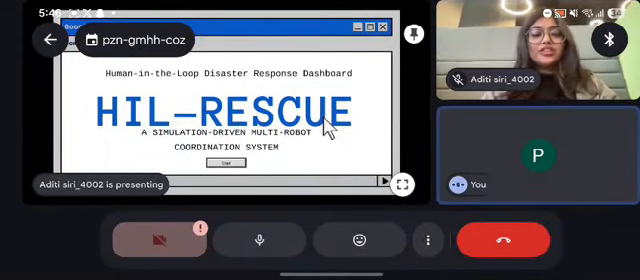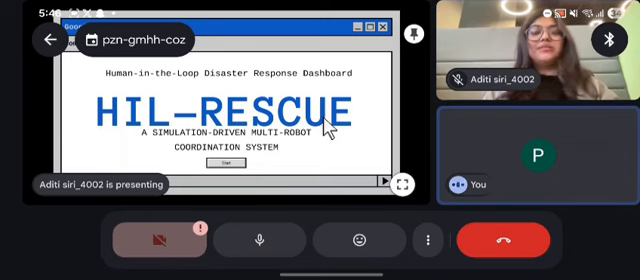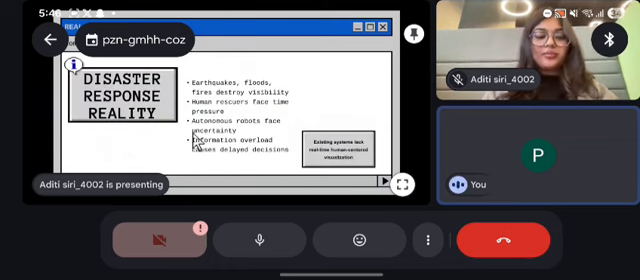Greetings everyone. Today we are going to present our project Hill Rescue, a human in the loop coordinated robot system designed to improve disaster search and rescue operations. Our problem statement extends to a real world context, which is disaster response reality.